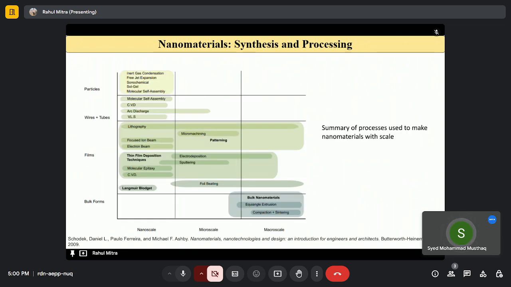So this is the final summary of the different processes that have been discussed to make nanomaterials of different scales. Let's just give a recap. We have inert gas condensation. We first evaporate and then condense. This is again the bottom-up approach where the vapor molecules get condensed, forming clusters. Either we have a free jet expansion or inert gas condensation, and it's the same process where the final part gets changed. At first we have a condensation, but in the second we have an expansion to avoid the clustering.